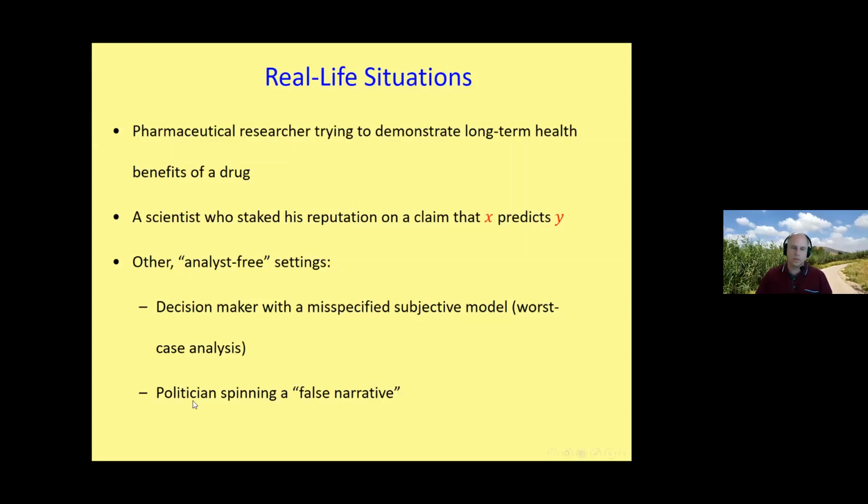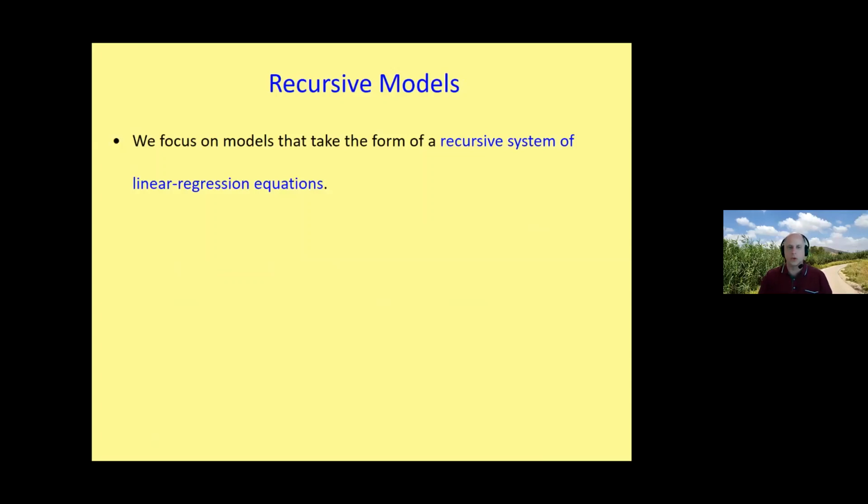Kfir and I got to this project from a different direction, which is more related to political economics, where the story is that politicians spin false narratives in order to get people on board with their policies. Nevertheless, I will stick to the researcher story throughout the talk just to keep focus. It'll be easier to have a single story. Now, of course, I need to put some discipline on this class of models that the researcher has at his disposal. We're going to look at models that take the form of a recursive system of linear regression equations. That's a familiar special case of a very familiar class of models from our introductory econometrics classes.